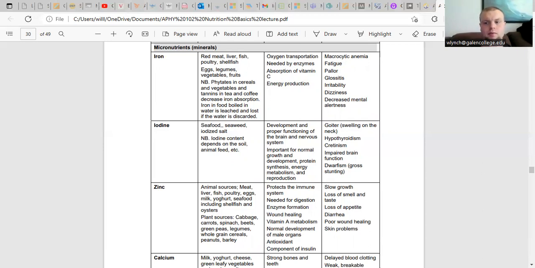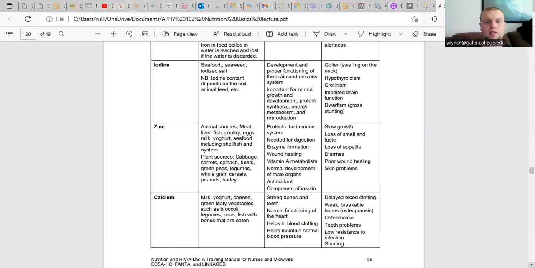Zinc is going to be very important in immune function. It's going to protect the immune system. It's also needed for proper digestion, wound healing, vitamin A metabolism, normal development of male organs, and it's a component of insulin. You get this from things like yogurts, seafood, shellfish, oysters, liver, and eggs. Plant sources include green peas, whole grain cereals, barley, and cabbage.